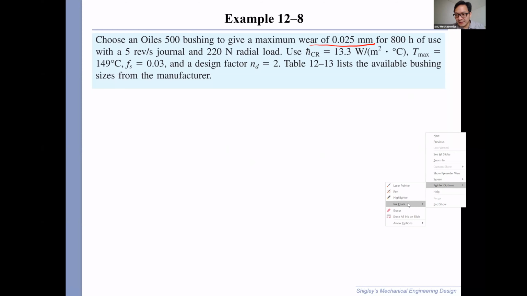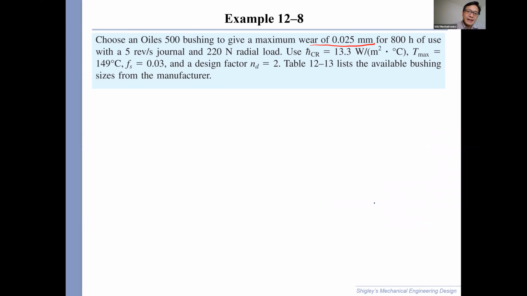You're given some additional coefficient there. We'll talk about it. That has to do with the temperature effect of the bushing. Okay, Tmax is given. Fs is the friction coefficient. Design factor is given. Now, design factor is like safety factor.